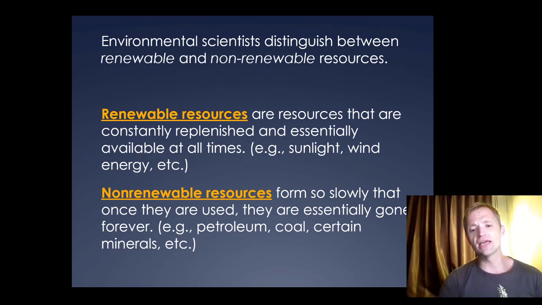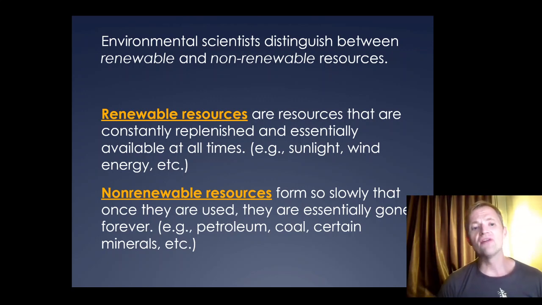And the last one I'm going to leave off here is that environmental scientists distinguish between renewable and non-renewable. We're really going to speak on this in our course, in our year. Renewable resources are resources that are constantly replenished and essentially available at all times. Think of sunlight, wind energy. They're always there. Hydroelectric power. They're always there, always moving, always giving us the energy we need. Trees would actually fit in this category because they are somewhat renewable. We can cut them down, then regrow them, cut them down, regrow them. Corn, biodiesels, those types of things are renewable resources. Those are things that we can constantly keep replenishing.